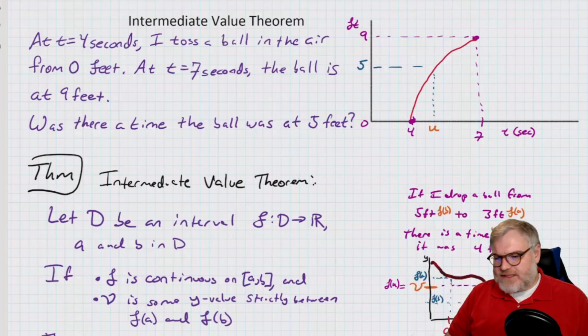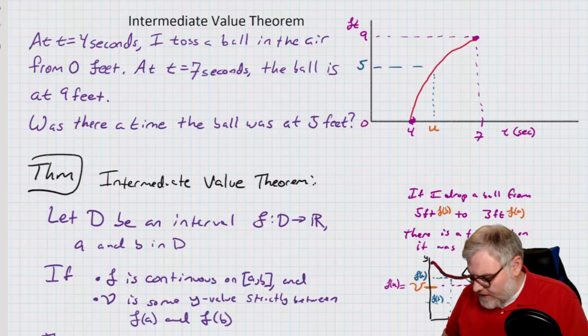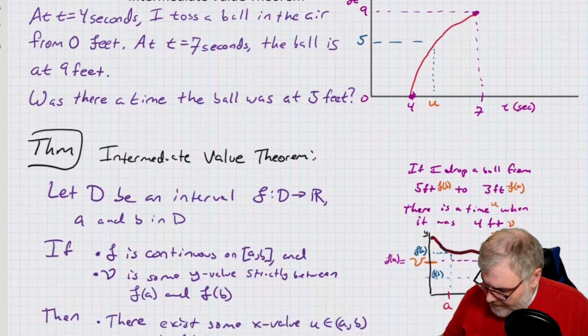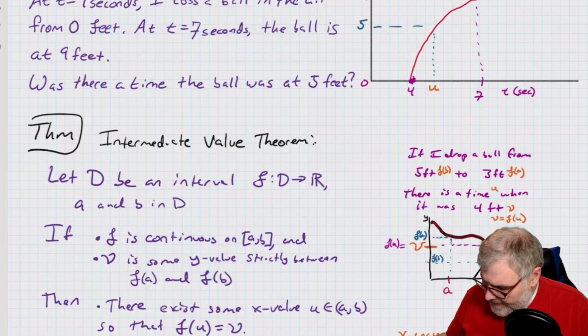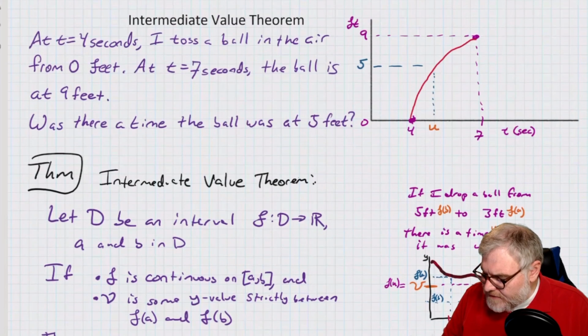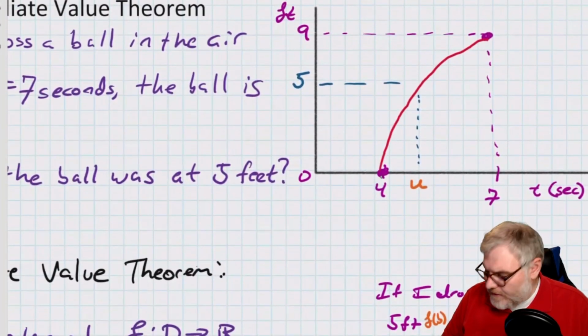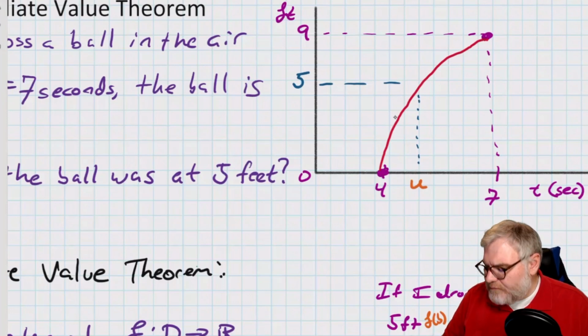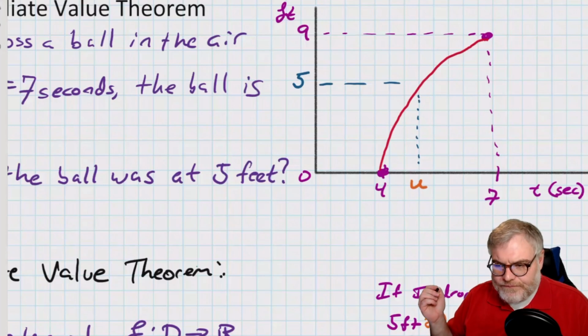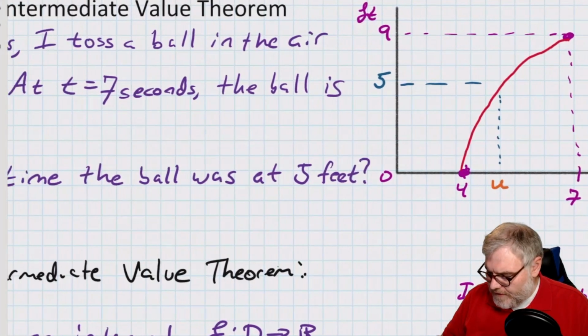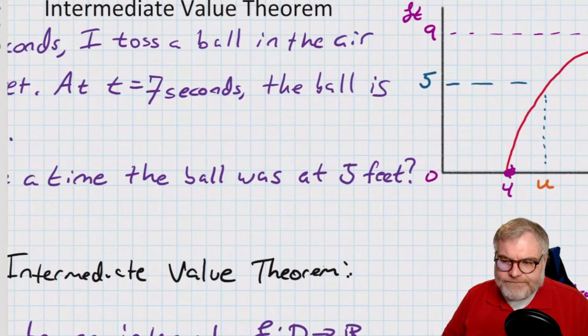And why does this work? Because the function's continuous. So that's the intuition, right? There was some time when I tossed the ball up. At t equals 4 seconds, it was at 0. At t equals 7 seconds, it was at 9. And there's some time, some u here, where the height of the ball is 5, because 5 is between 0 and 9.